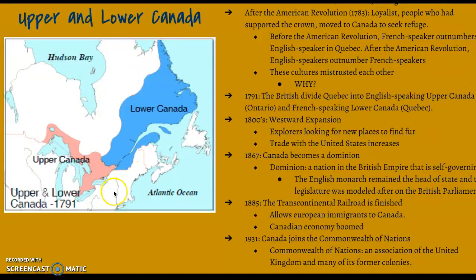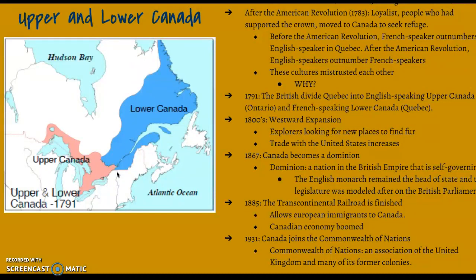As we have more English-speaking British American colonists moving into Canada, it gives a division between languages. Now we have French and British language living together, and they don't get along. They don't trust each other. So the British government just divides what was Quebec in half, giving us Quebec and Ontario. Ontario is going to be your English speakers, and Quebec is going to be your French speakers. Still to this day, Quebec is still mostly French speaking.